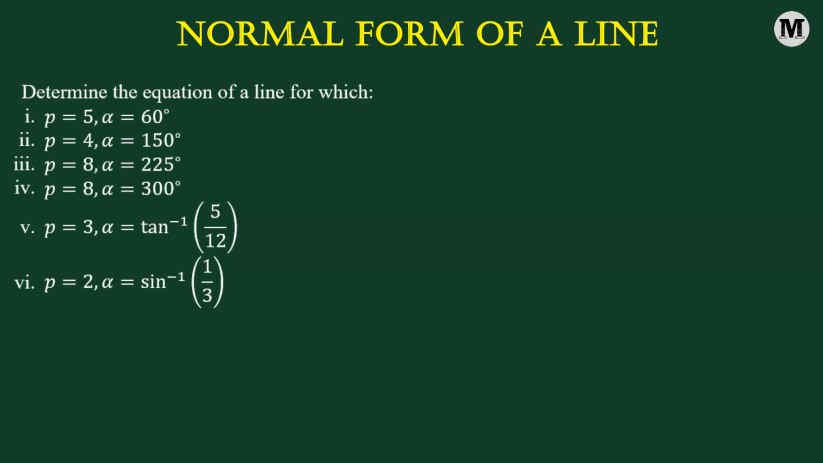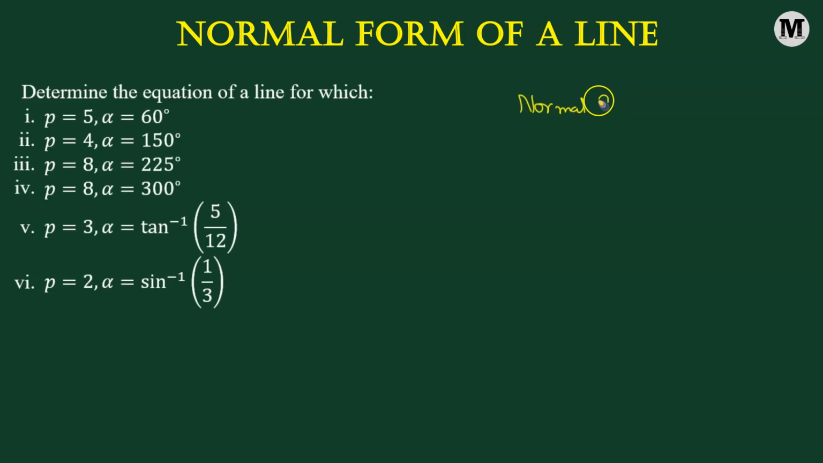Determine the equation of a line for which the p values and the alpha values are given to us. Now, p means the perpendicular distance of a straight line from the origin, and alpha is the angle that this perpendicular line makes with the positive direction of the x-axis. In that case, what we have is the normal form of a line.